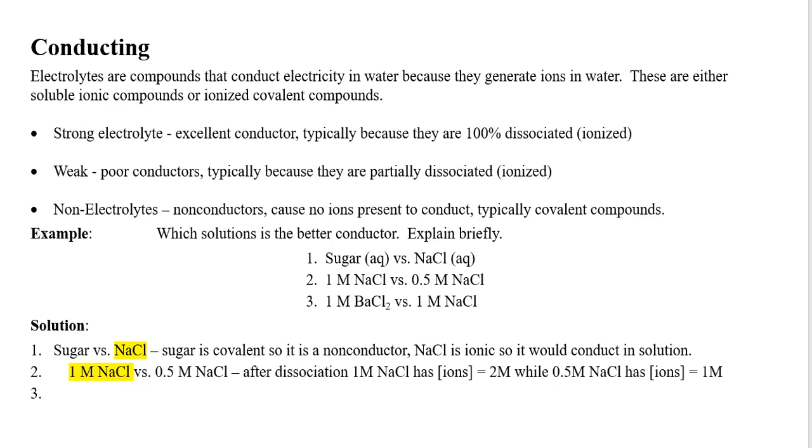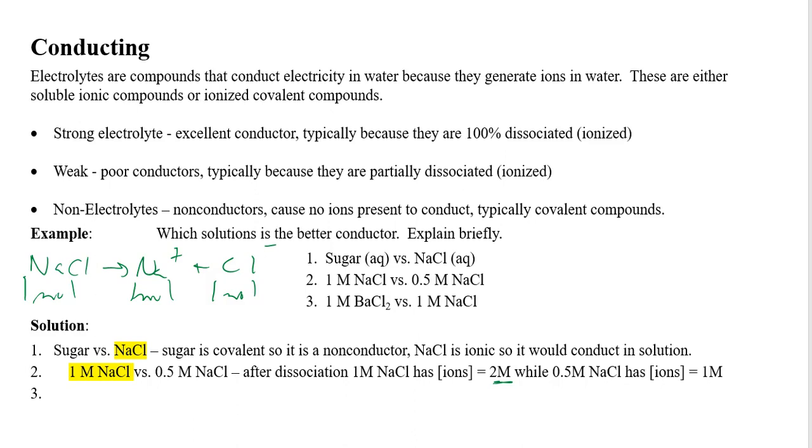Sodium chloride dissociates into sodium and chloride, so 1 mole of that is going to make 1 mole of cation and 1 mole of anion, for a total of 2 moles. And that sort of math is in another video that I've done for you all on my channel. So 1 molar will conduct more than a half molar.